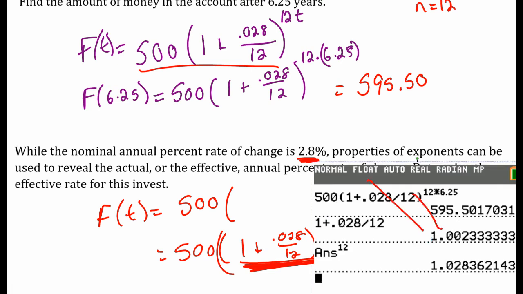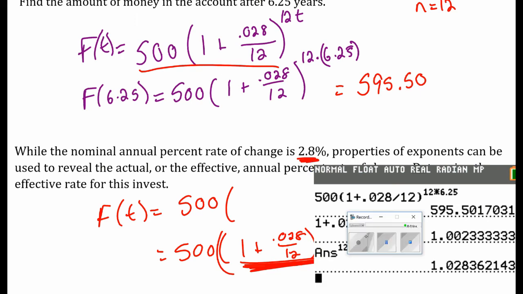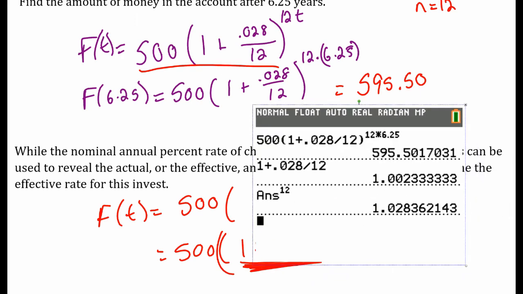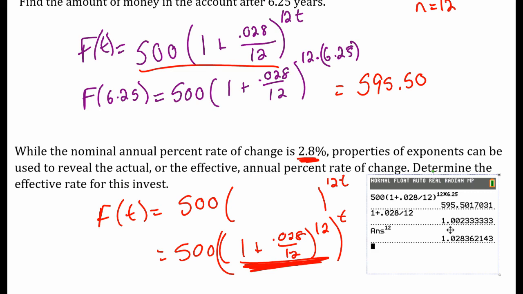The annual rate is, well, there it is as a decimal, 2.836 and so on. So it's actually bigger than the nominal rate. It's more than 2.8%. It's 2.836%. So now I can make this smaller. After raising it to the 12th power, there's our rate.